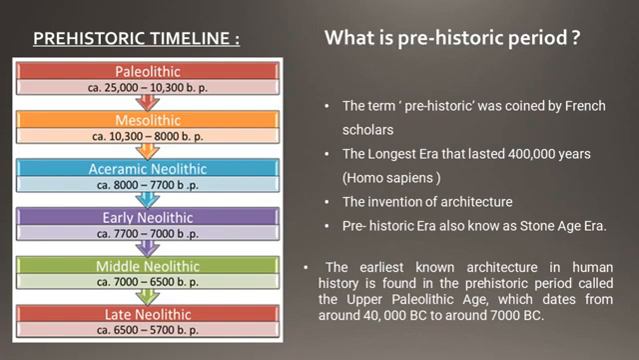Let's learn about the prehistoric timeline. The first and the oldest one is Paleolithic, which is also known as the Old Stone Age era. Second is Mesolithic, also known as the Middle Stone Age, and the third one is Neolithic. It is also known as the New Stone Age era.